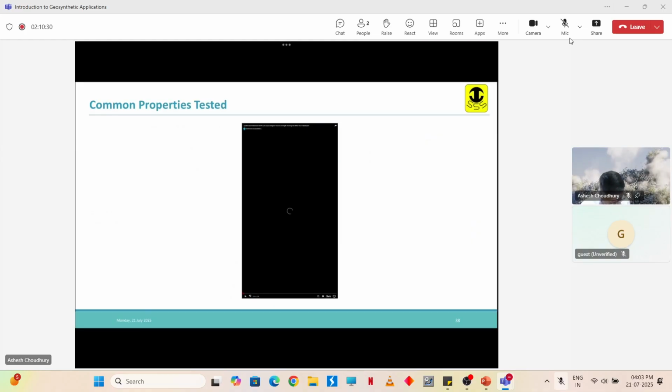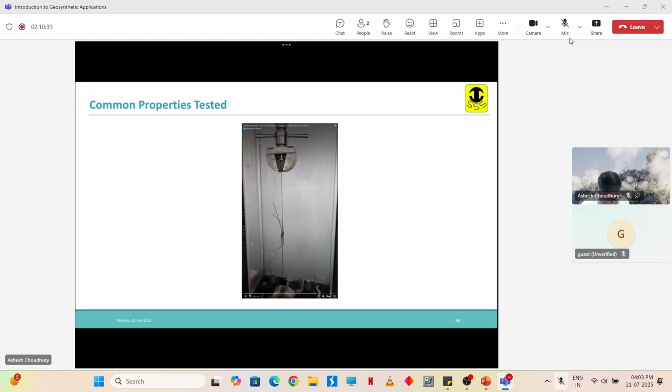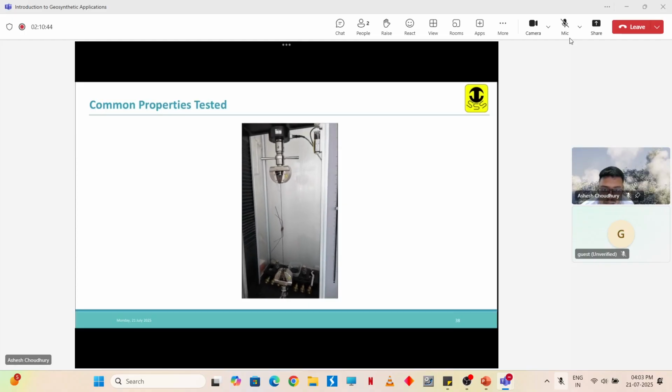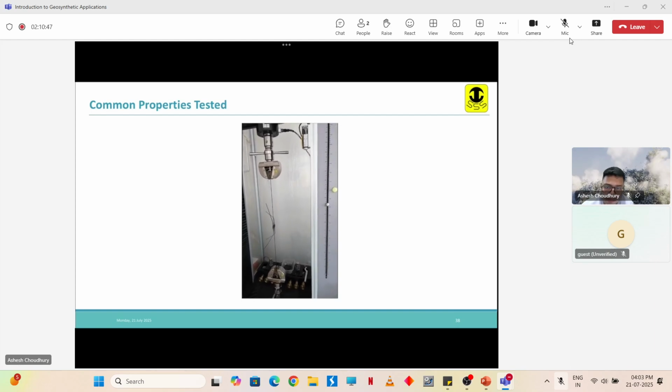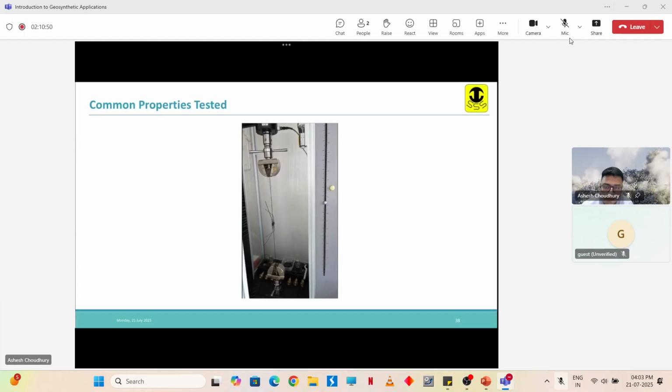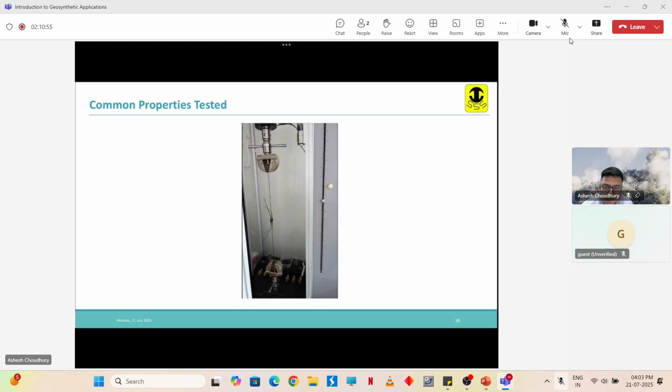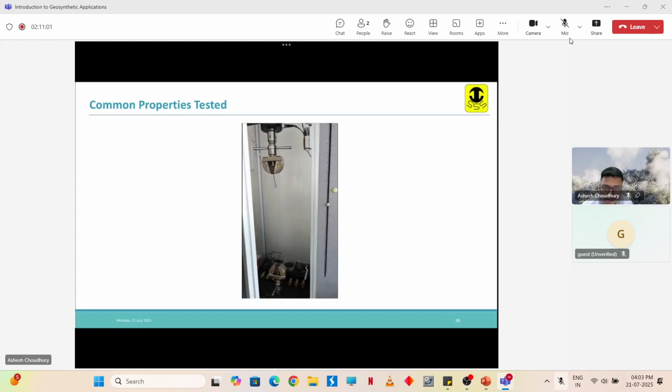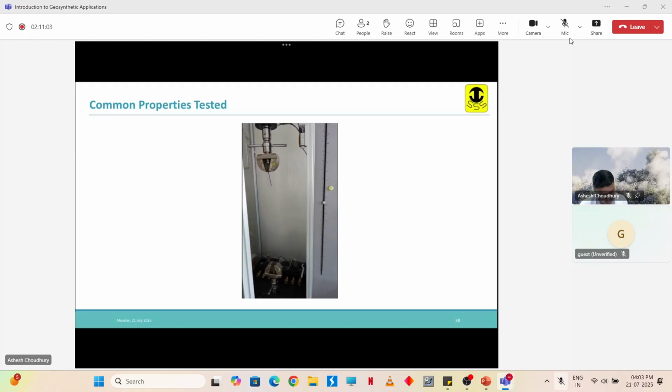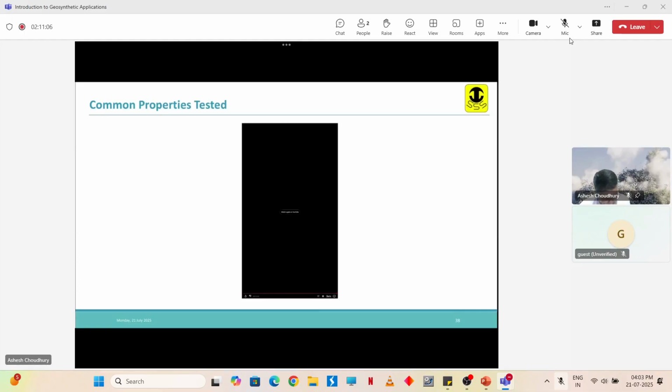So here a simple test is shown. This is a single rib test that you are seeing, where you are pulling the geogrid rib. Okay, it snaps and breaks. Okay, so then we'll get our break load, tensile load, and everything from our machine.